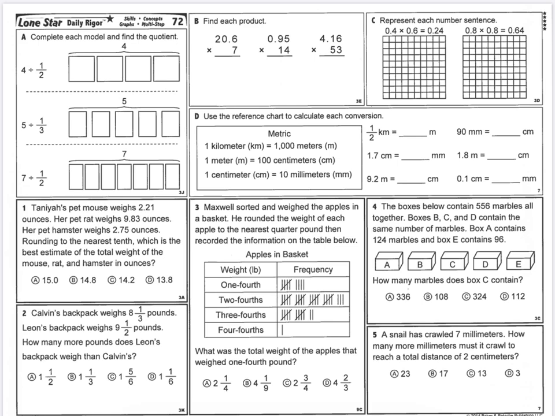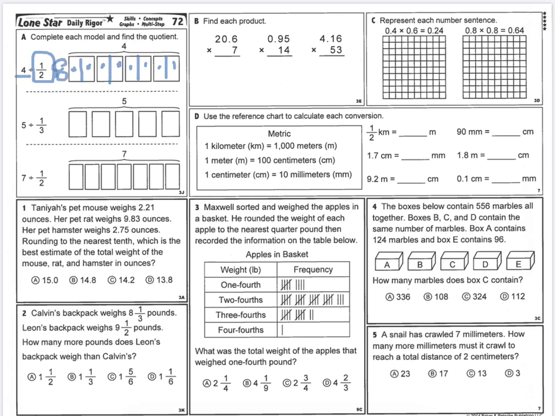So we're going to do A, B, C, and D, and then we'll move on from there. A says complete each model and find the quotient. This is just like what you saw in yesterday's. You have 4 models, and you're going to take each model and break it in half. So 4 divided by 1/2 would be 1, 2, 3, 4, 5, 6, 7, 8. There are 8 halves. So 4 divided by 1/2 would be 8.